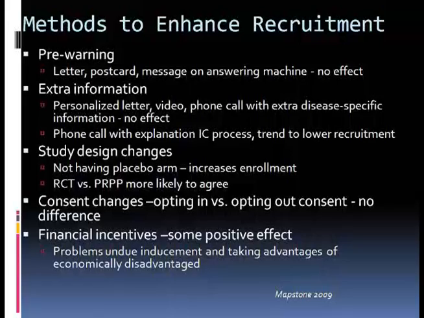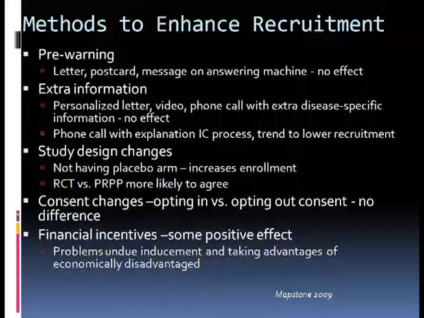It doesn't increase recruitment. If you give them extra information, say you send a personalized letter that you sign in blue ink with the letterhead of whatever institution, it doesn't impress too many people. It doesn't work. If you send them a video explaining the research process itself, it doesn't help. If you call them and explain the informed consent process itself, you actually tend to decrease recruitment; you scare them away.